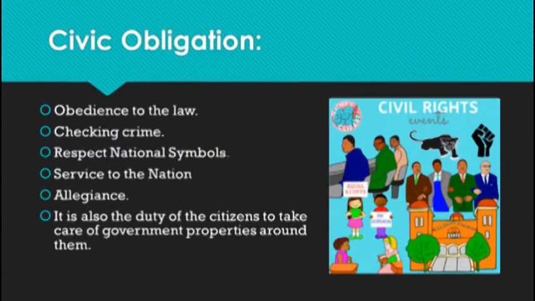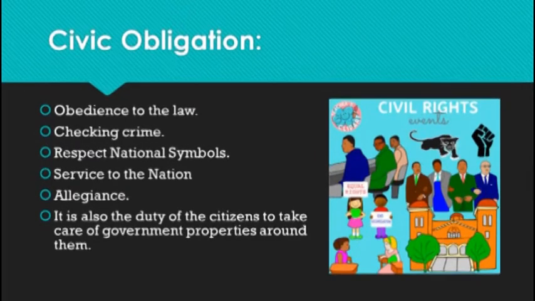Then service to the nation. You must also voluntarily give yourself to serve the nation. That's why we have a compulsory service, that when you graduate from the university, you are sent to another state to go and serve. It is compulsory. There's an allegiance. You must pay allegiance. You must be humble and loyal to serve your home country. It is also the duty of the citizens to take care of government properties around them.